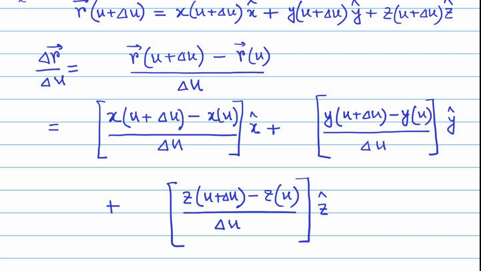All right, notice I have separated the pairs, and in the first pair, we have x of u plus delta u minus x of u divided by delta u. And corresponding with the second one, we have y of u plus delta u minus y of u divided by delta u, and so on and so forth. Everything has fallen into the form. So all that remains is to take the limit. And the limit is simply this. We take limit delta u tends to 0.